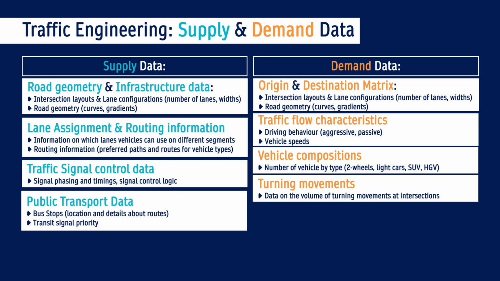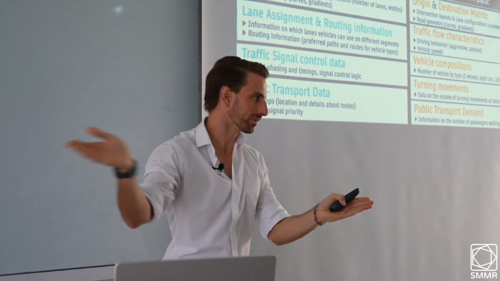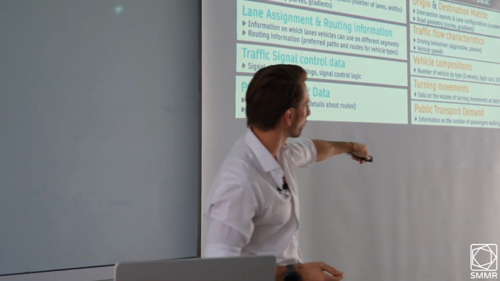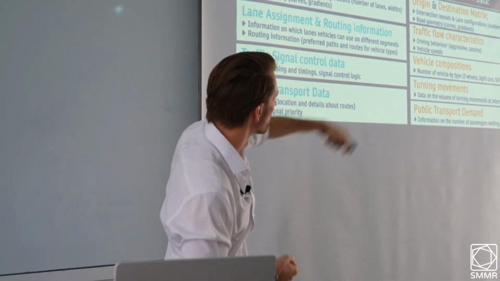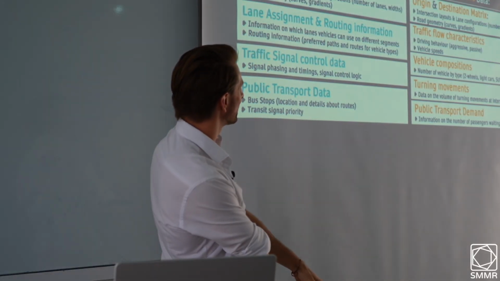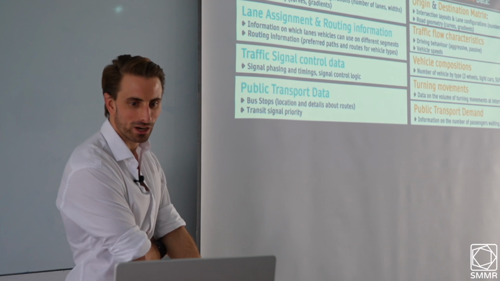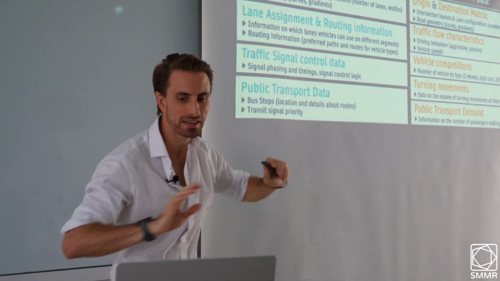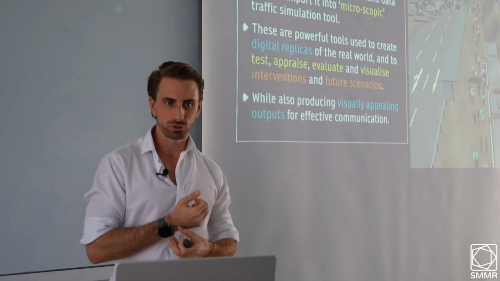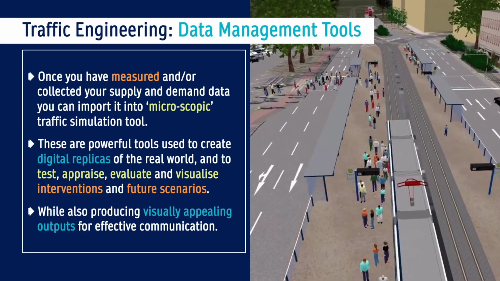You want to know turning movements. So how many are going, say at an intersection, how many go straight, how many turn left, how many turn right? And you may want to also know your public transport demand. So how many people are waiting at a bus stop or riding a bus. So again, supply and demand data for traffic engineering includes these data sets, but there's many, many more. And once you've collected this data, once you've measured it, you can bring it into a different kind of tool.